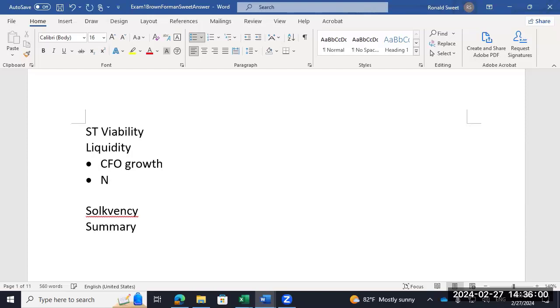This is one a lot of y'all struggled on, but as we knew, net working capital requirement. If the graph is negative, it's a source. If positive, it's a use. So just look at the graph. Is the line above the line or below the line? If it's negative, it's a source.